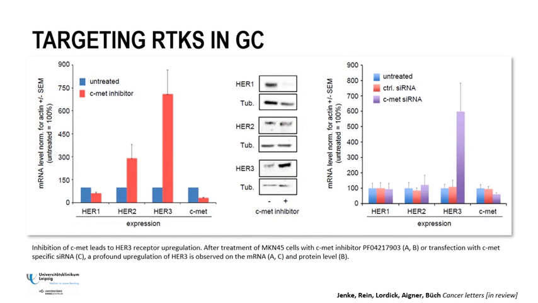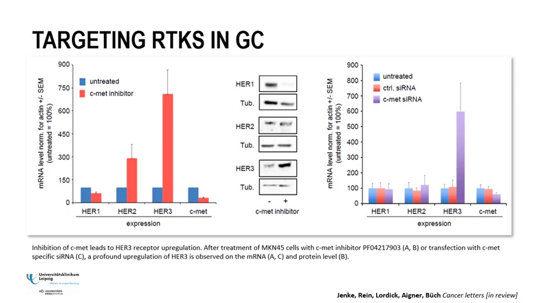One of the reasons why it is so difficult to treat gastric cancer with targeted treatment is probably the co-amplification and co-activation of receptor tyrosine kinases. This is something we see in our lab. You see the plots here.